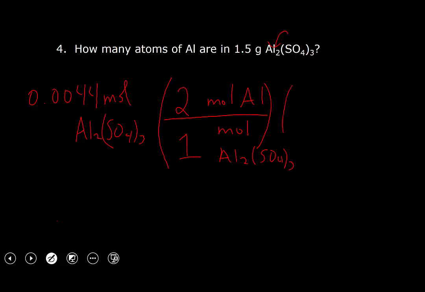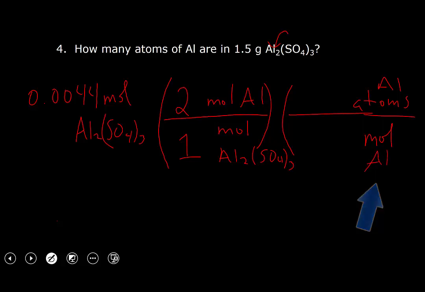And now we need to do atoms. So from moles of aluminum, I can go to atoms of aluminum. Whatever unit I have in the upper left, I put in my lower right. So we've got moles of aluminum. I use my units to help me decide what numbers to put there. I have atoms and moles, and that should tell you it's Avogadro's number. So I'm going to put 6.022 times 10 to the 23rd atoms for every 1 mole.